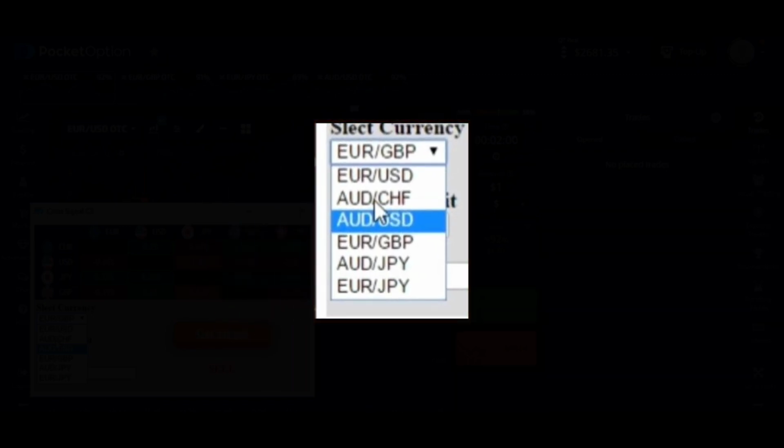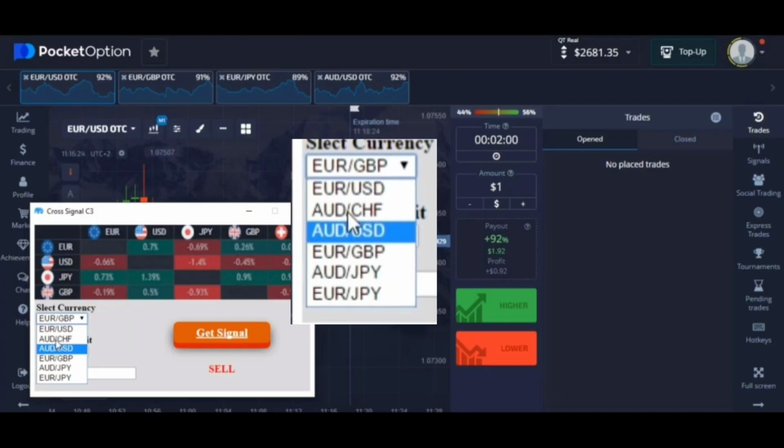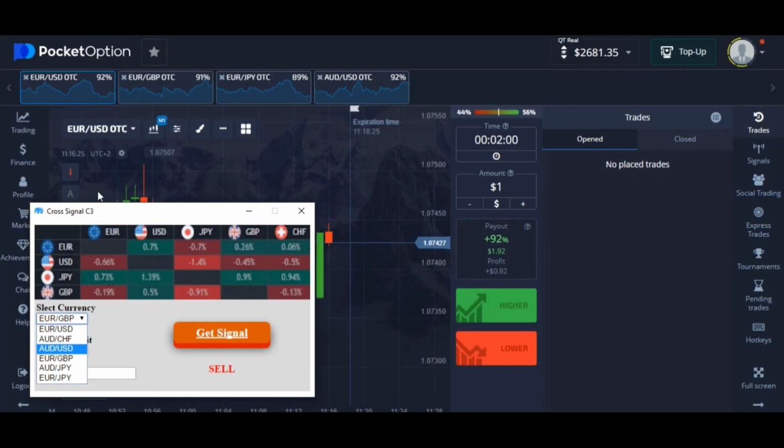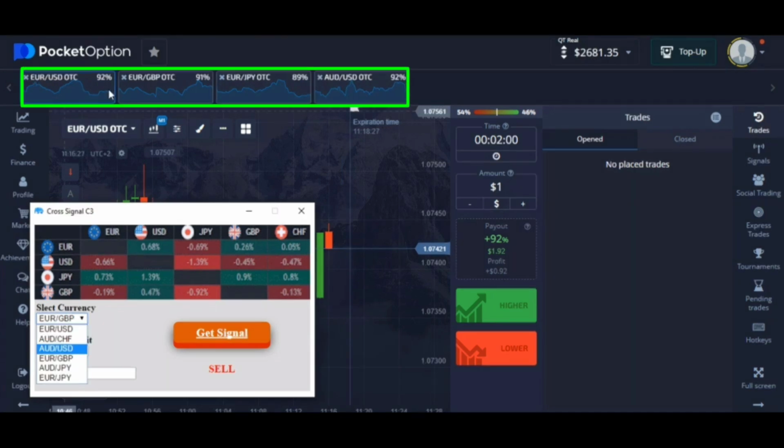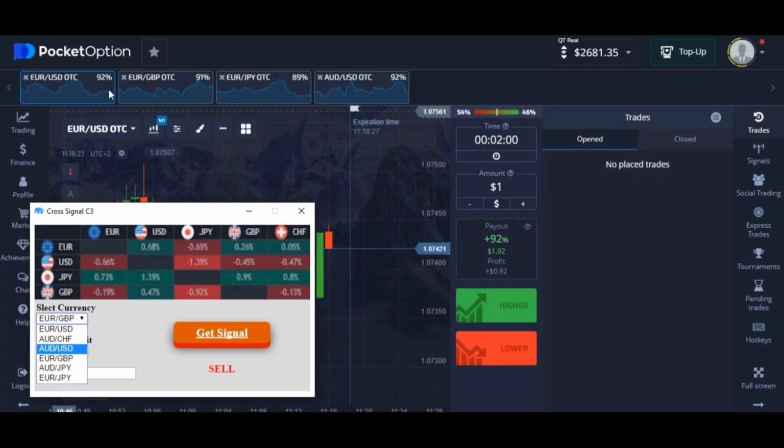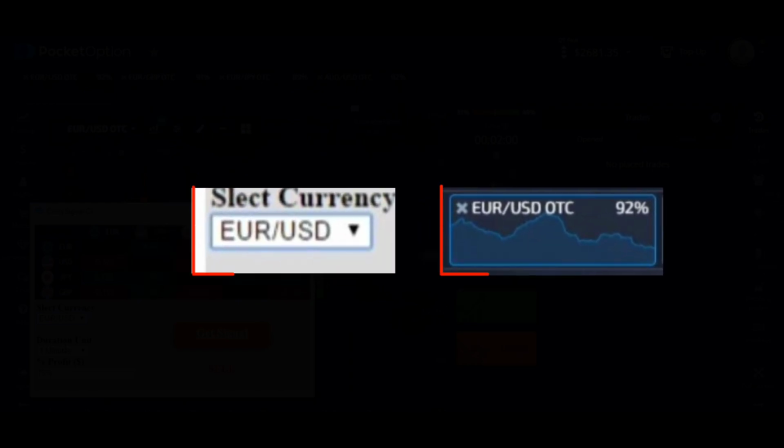All the Cross Pro Bot markets that you can use in this trade. The Pocket Option market that I chose in this trade. Make sure the market you choose in this trade is already available in the Cross Pro signal bot. Then equate the Pocket Option market with the Cross Pro Bot market.